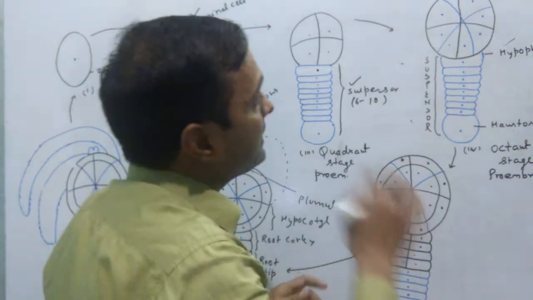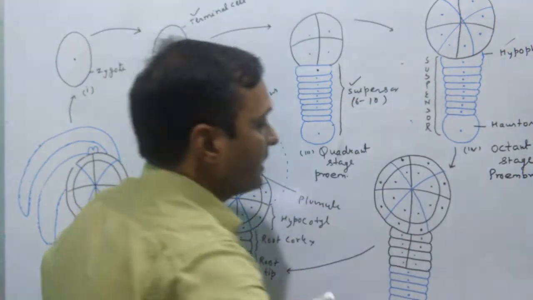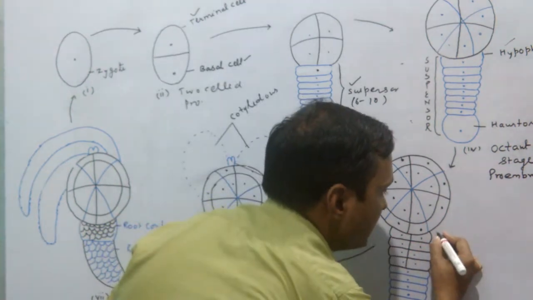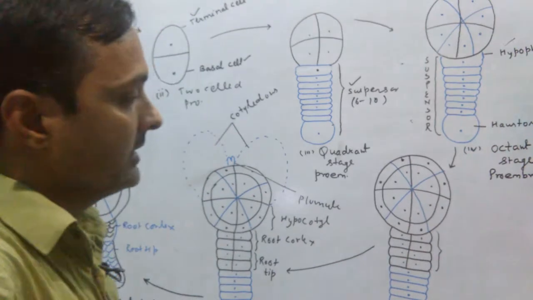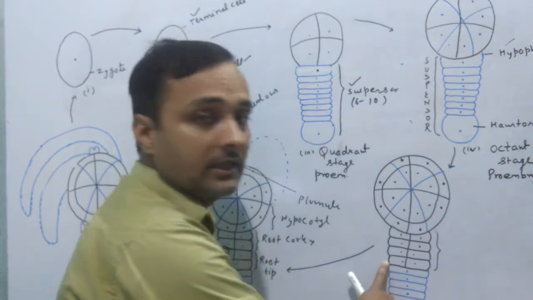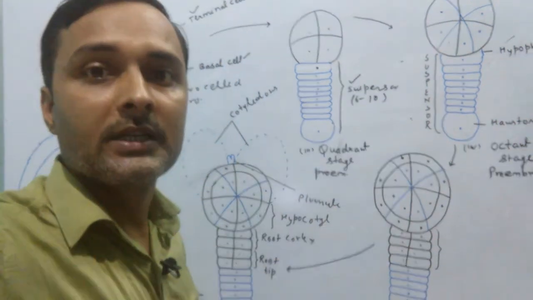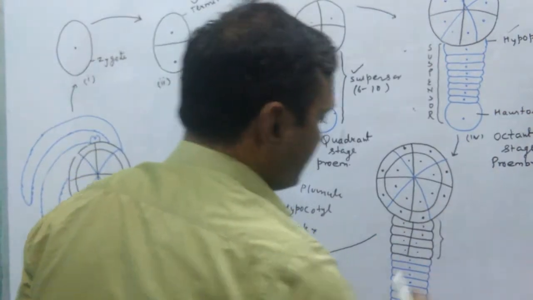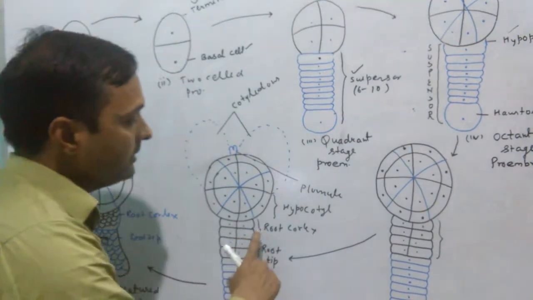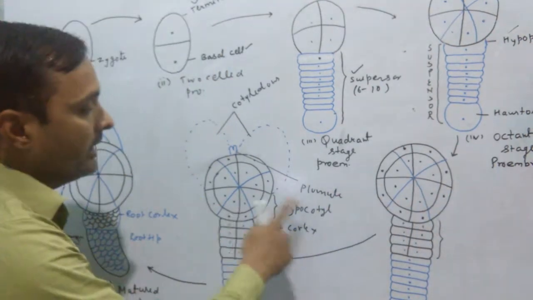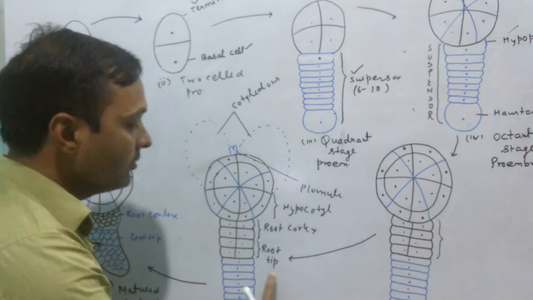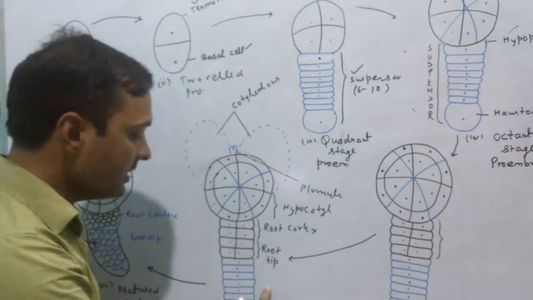At the same time, this hypophysis cell undergoes many transverse and vertical divisions and forms a tier of 8 cells. Here is the suspensor, and this is the haustorial cell. Finally, see, this is the 16-cell proembryo. Out of the 8 cells produced by the hypophysis, the upper 4 will give rise to the root cortex, and the lower 4 give rise to the root tip, and the remaining is the suspensor part.